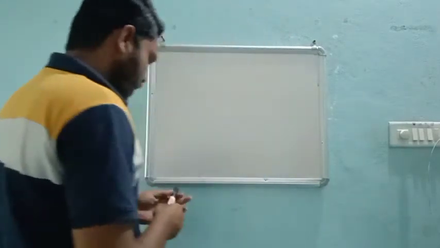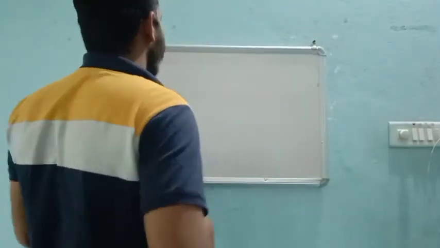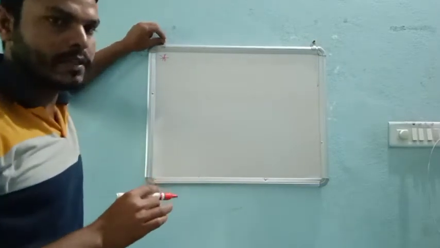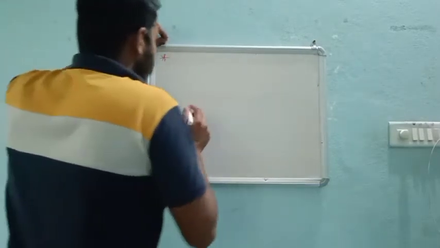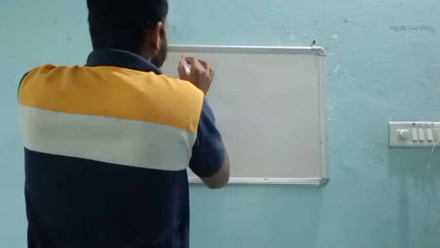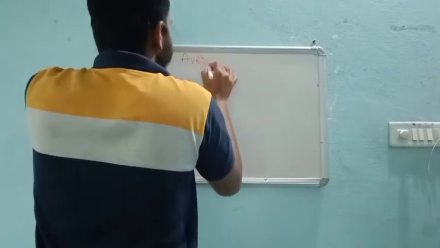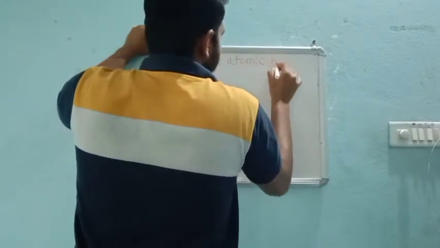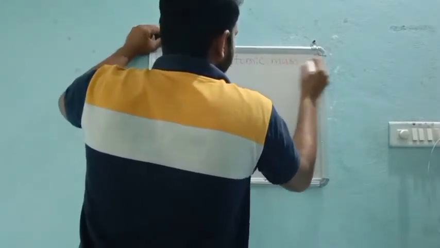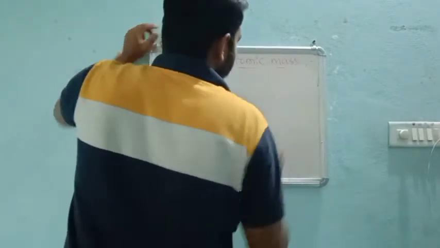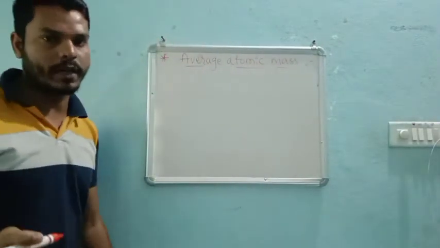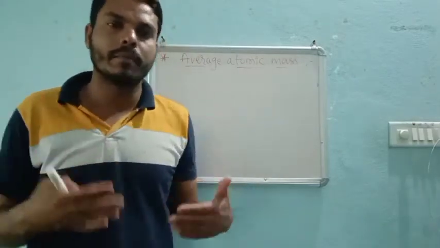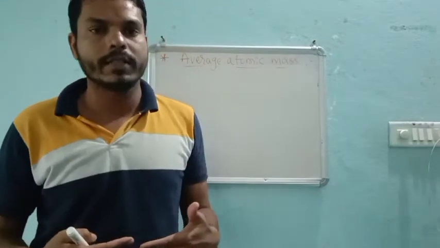average atomic mass. This is a very important part, and if this type of question appears in your exam, it will be of 2 to 3 marks. It depends. So when average comes, then definitely there will be more than one. We can calculate an average if more than one body is present.